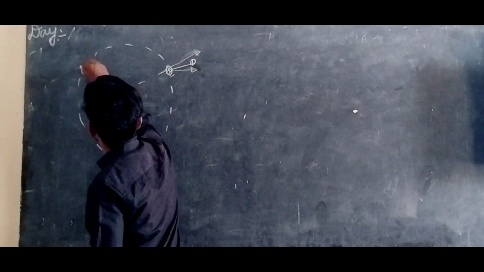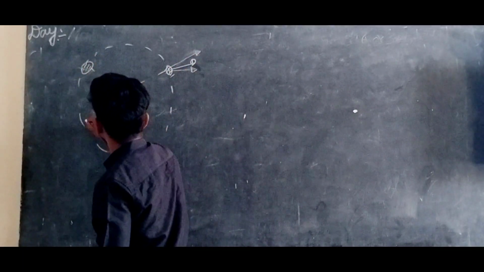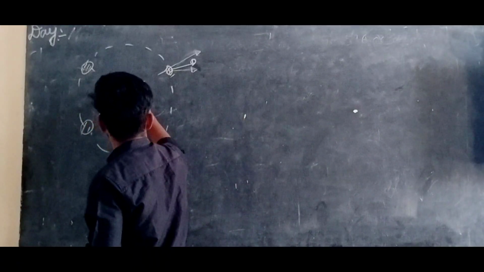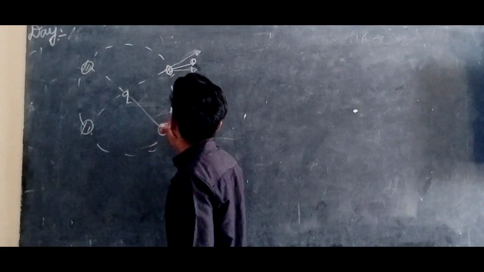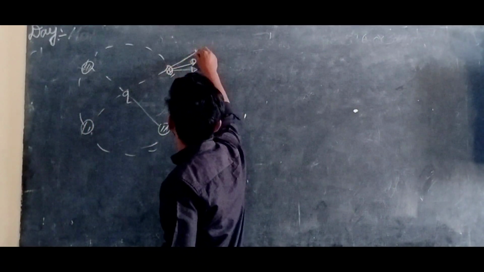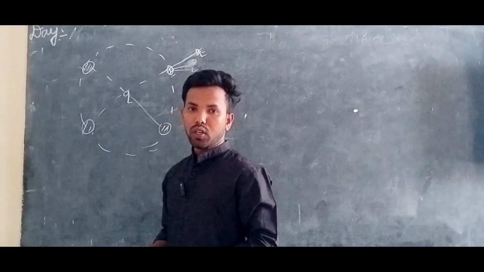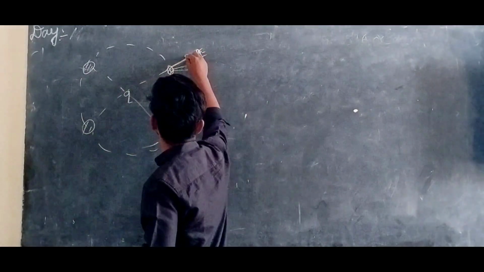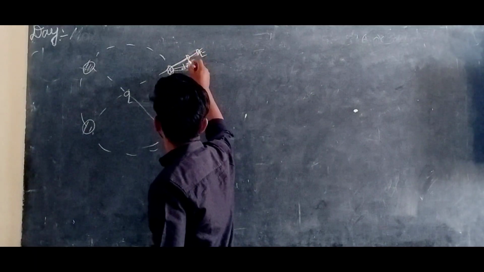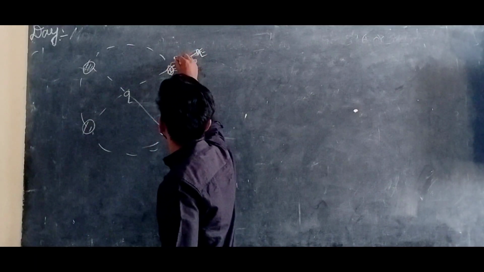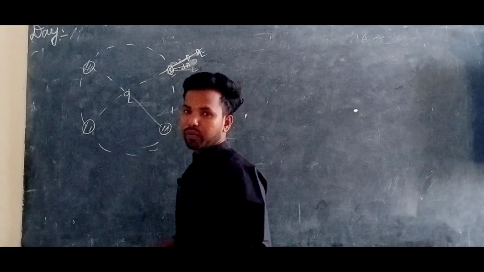For this small area also, the electric flux is in this direction. For this also. So the electric field acts in this direction, and the normal to the area is also in this direction. So what is the angle here? What is the angle? 0.